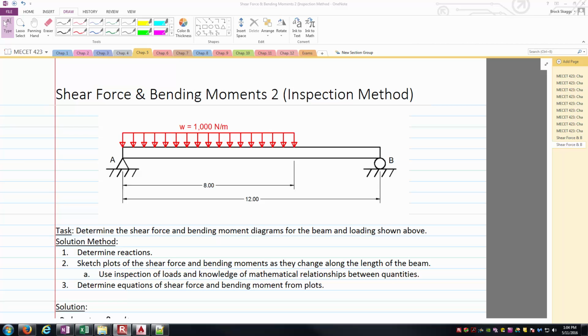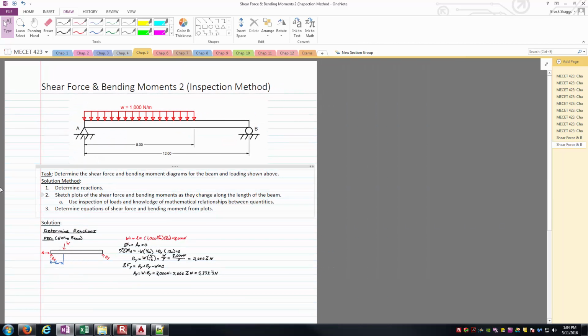and finally use some relationships, knowing how the externally applied load, in this case the distributed load, is related to the shear force, and how the shear force is related to the bending moment, to help us come up with piecewise defined equations in order to describe the internal shear force and the internal bending moment at any given point along the length of the beam itself. With that being said, let's go ahead and hop right into the solution.